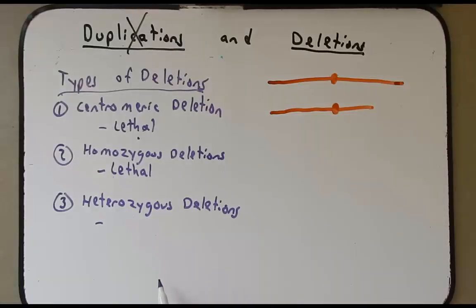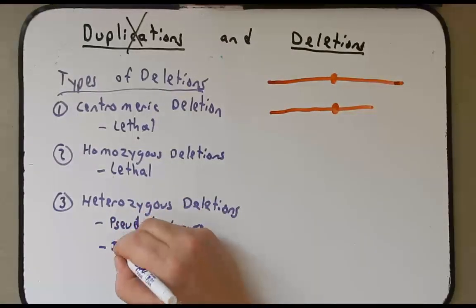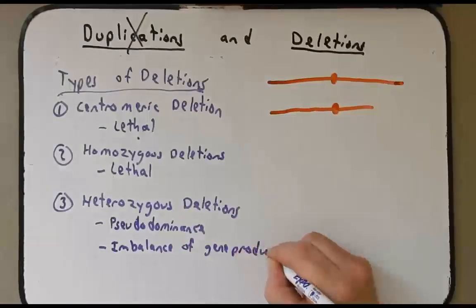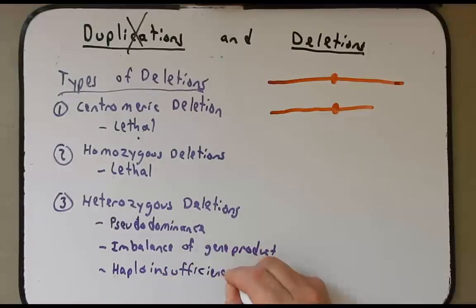There are three effects associated with heterozygous deletions I want to talk about. They are pseudodominance, an imbalance of gene product, and haploinsufficiency. Let's start by talking about pseudodominance.